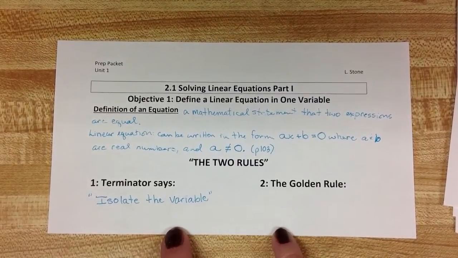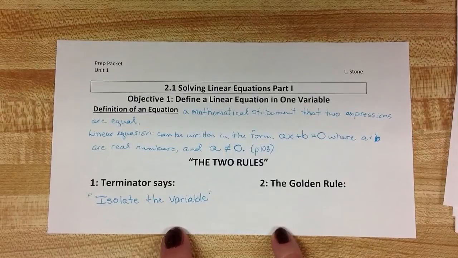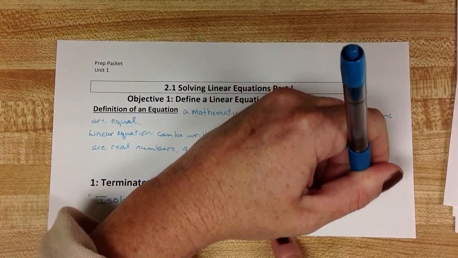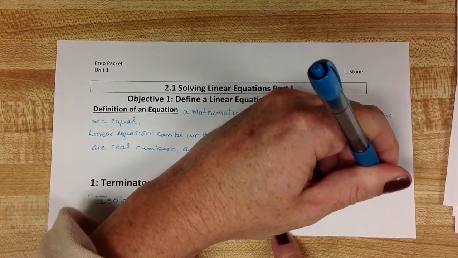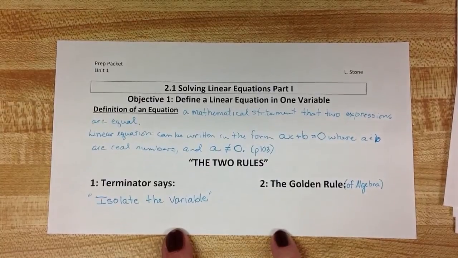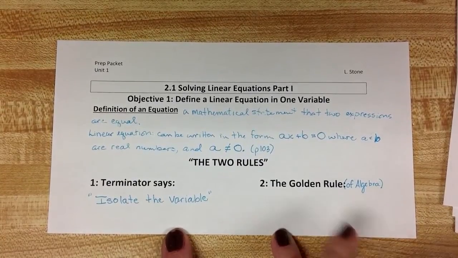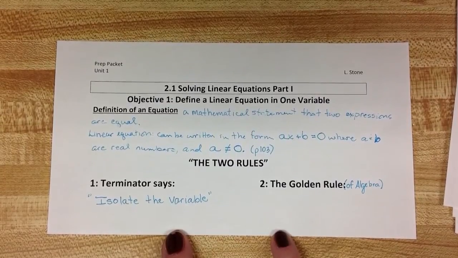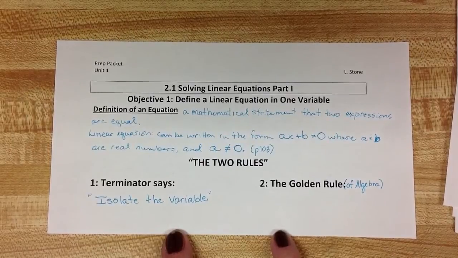The other rule to remember is the one that I call the golden rule of algebra, because we're going to modify it a little from the traditional golden rule. Almost every culture, every religion throughout history has had some version of the golden rule. You might have heard it from your parents or in your grandparents. Do unto others as you would have others do unto you, or treat other people the way you'd like to be treated, or something like that.